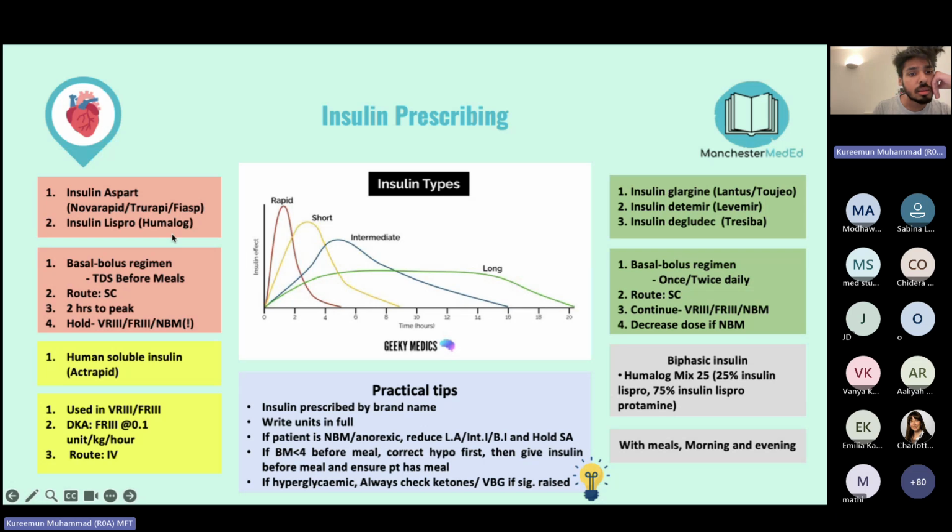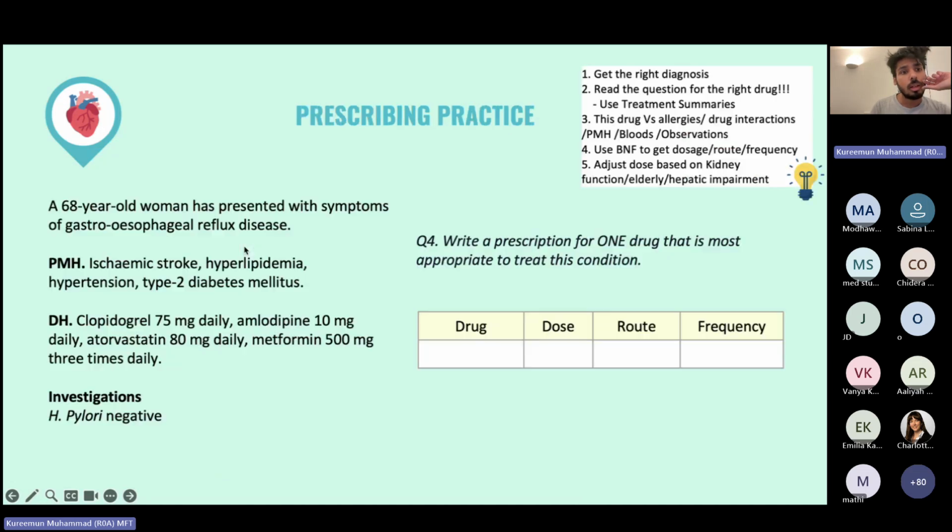If they are hyperglycemic, you always check ketones to check whether or not they're in DKA. You don't know, so that's why you check the ketone. If the ketone is high, that's when you would do a VBG to check whether they're acidotic or not. So just remember that.